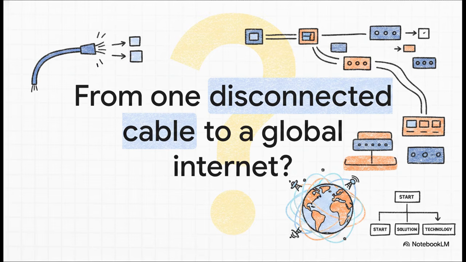So let's dive right into this. How in the world do we get from one single, totally disconnected cable to a massive global internet? I mean, it seems like an impossible leap, right? But here's the secret. Networking is really just a cumulative series of problems and really elegant solutions. Basically, every time we hit a roadblock, a brand new technology is invented just to get us past it. And we are going to trace that exact step-by-step journey today.